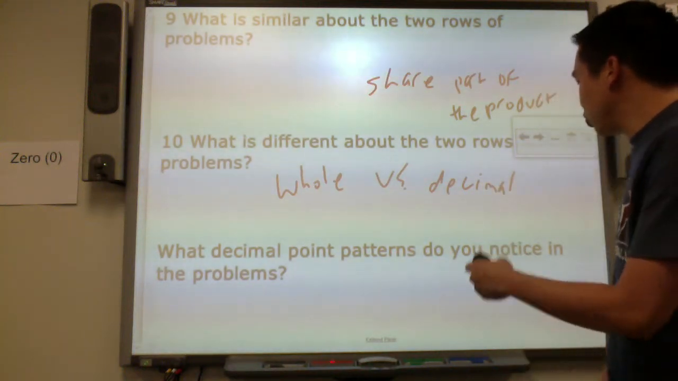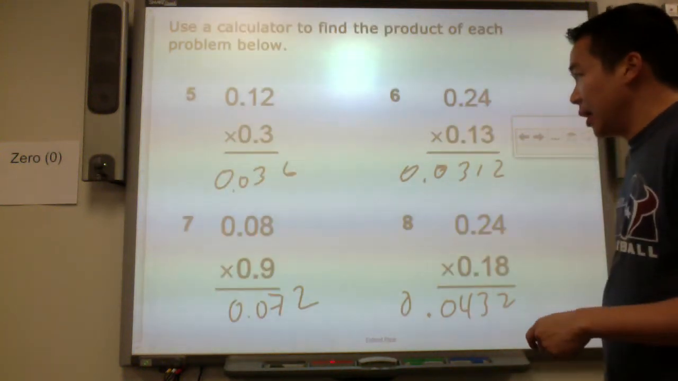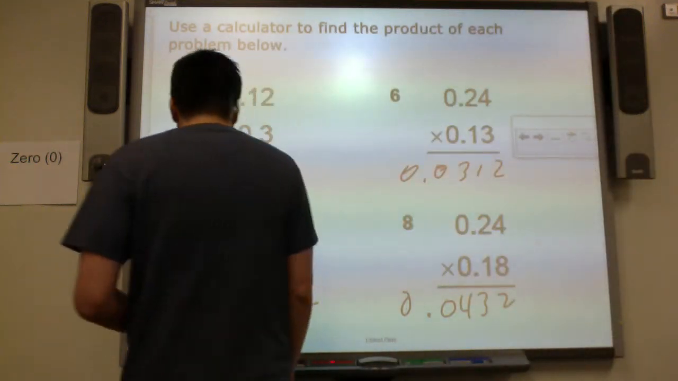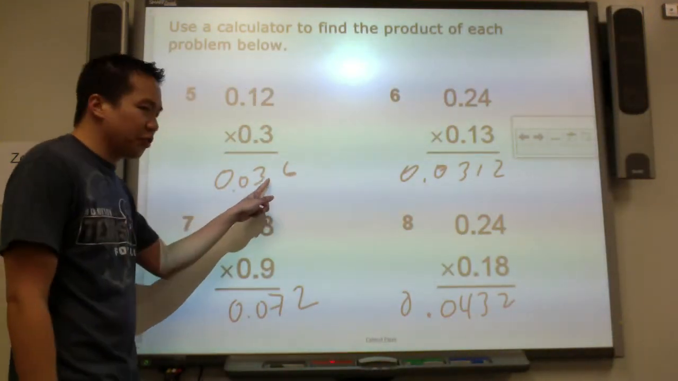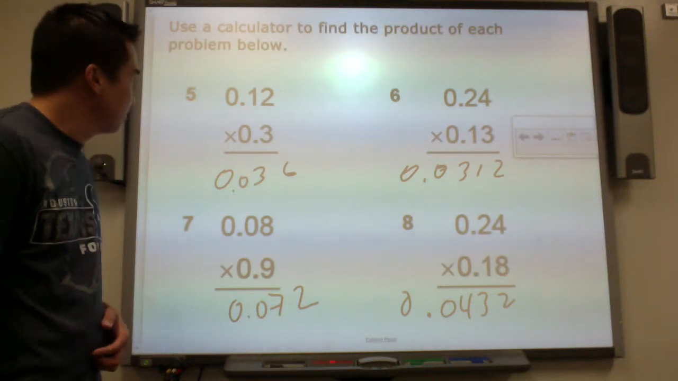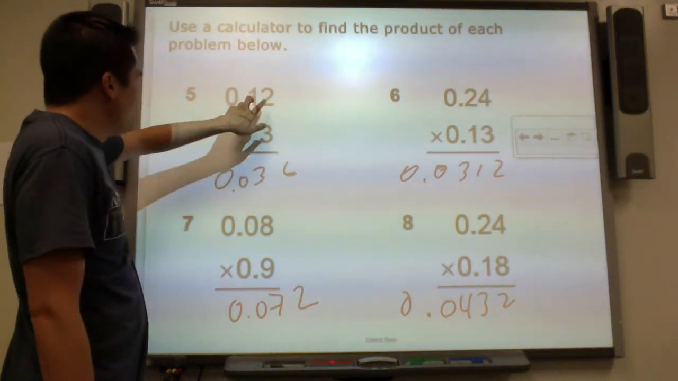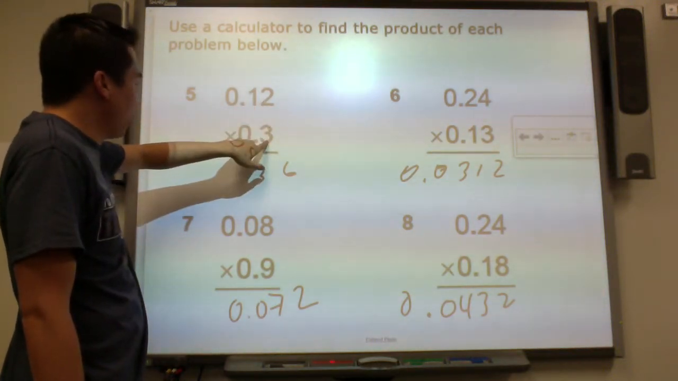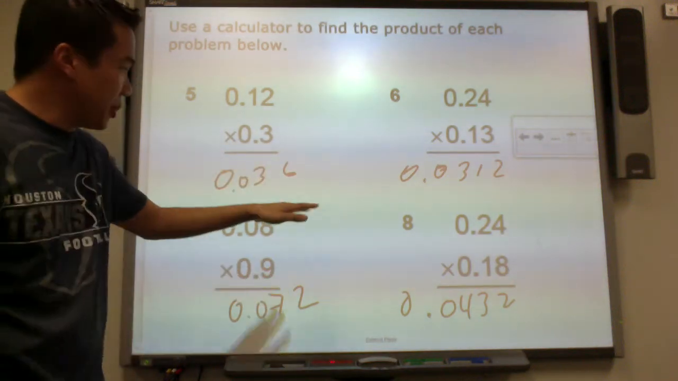What decimal point patterns do you notice in the problem? In this one, let's look at this. Here's a decimal point. It seems like there are 3 numbers behind it. Here, I see 2 numbers behind it and 1 number behind it. So in total, there are 3 numbers behind it.